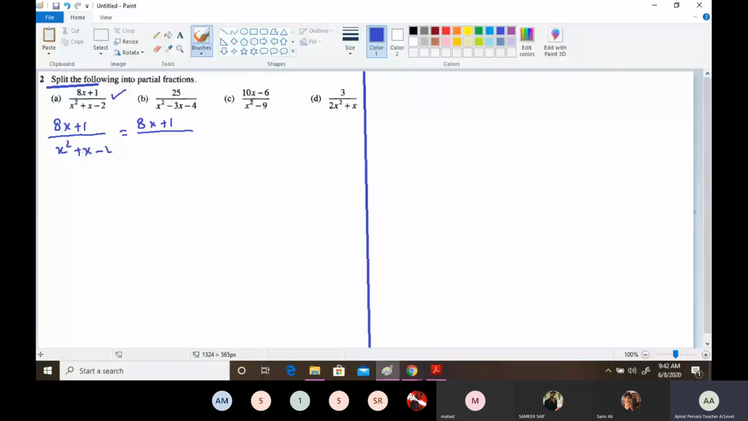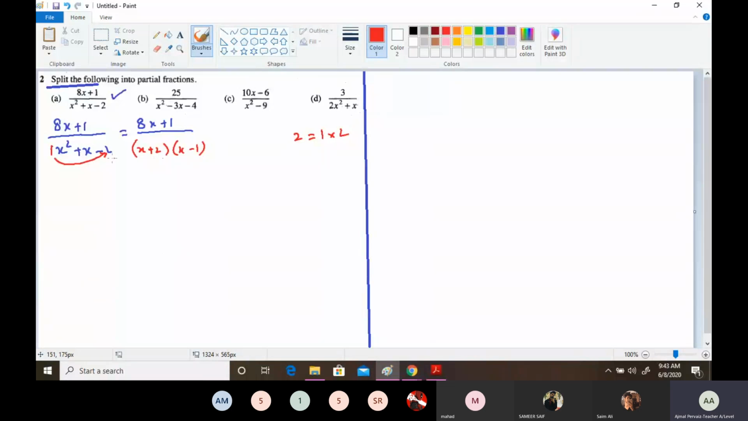Do you see here? Can you make the factors of this? What is written over here? 1? It's 1 over here. So 1 multiplied by 2 is 2. And the factors of 2 are 1 into 2. So can we write it as x plus 2 and x minus 1? Is it okay?